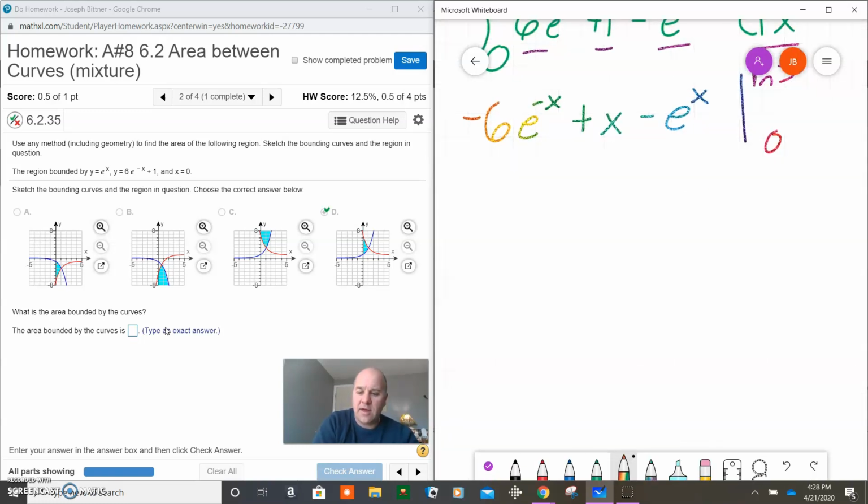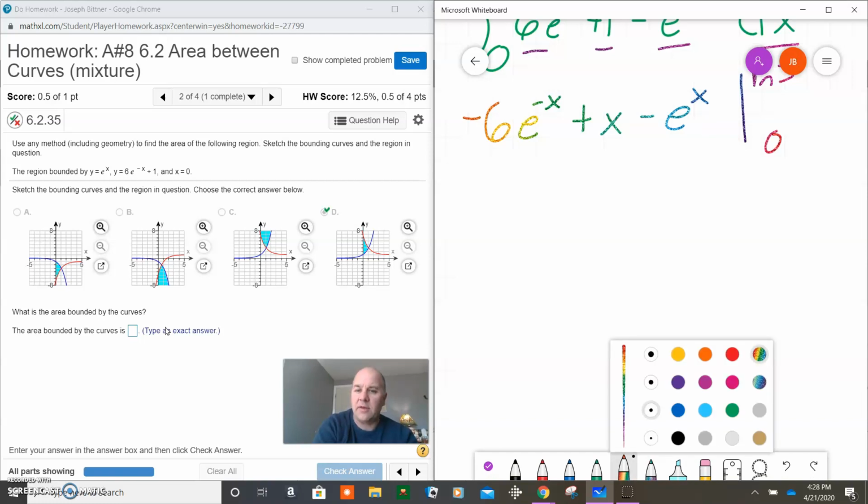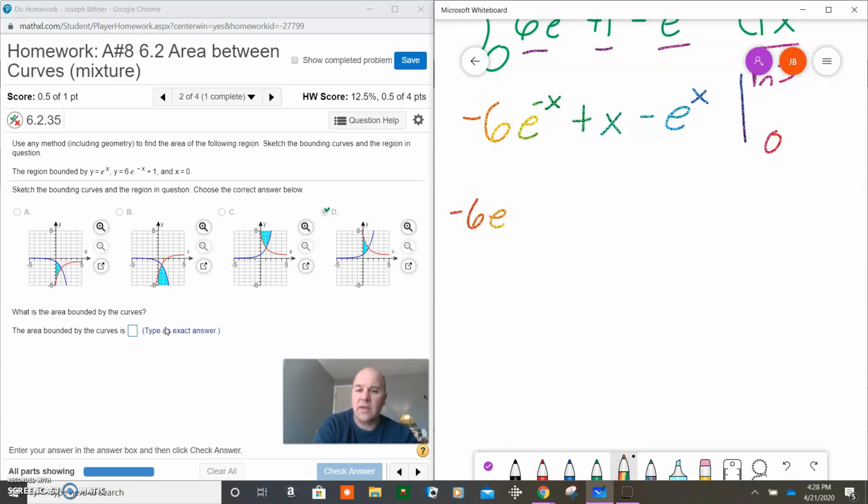Now, take your time on this because this does get kind of messy here. Negative 6e to the negative, make sure I get this right. Yeah, it'll be negative natural log 3, and it's negative because of that negative. There's the natural log plus natural log of 3 minus e to the natural log of 3. I'm going to go ahead and simplify this. I'll come back and do the 0.